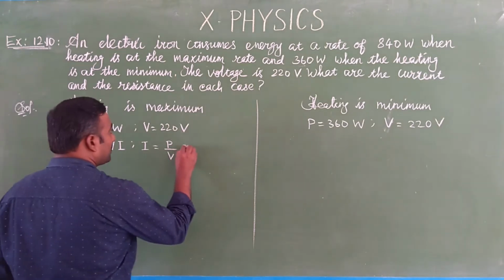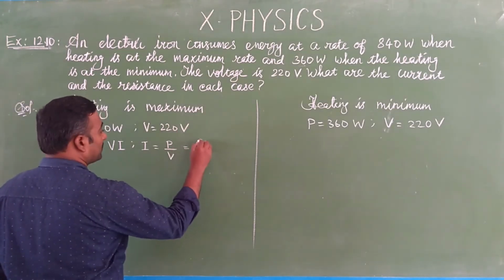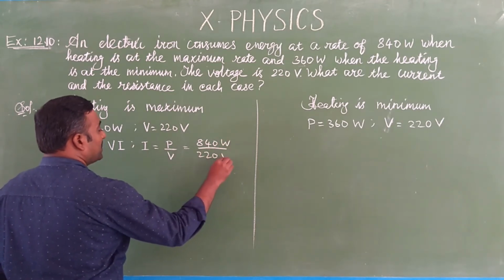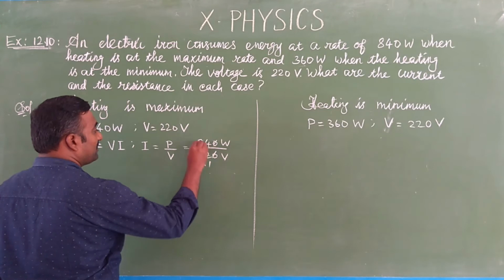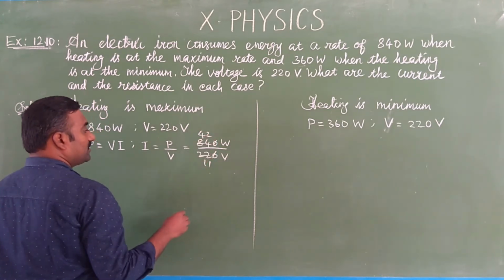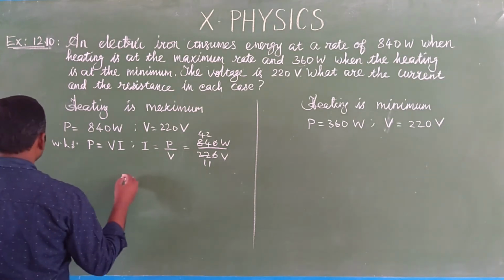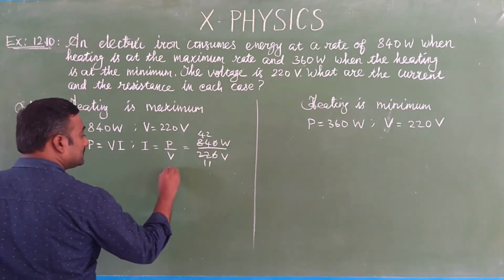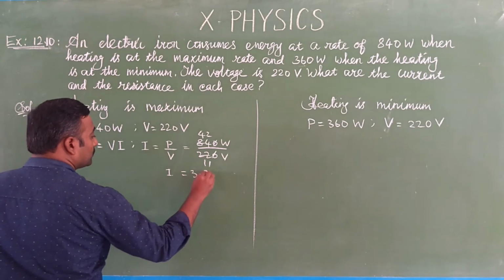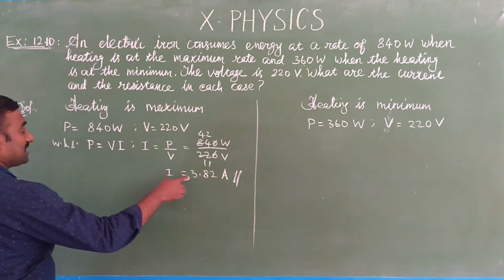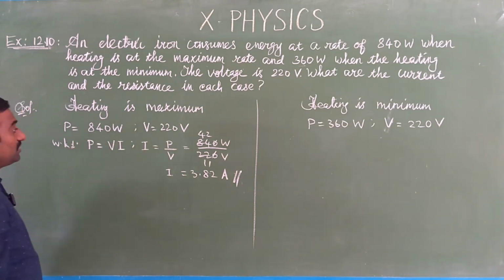So what is the power? The maximum operating power, that is 840 watts, divided by 220 volts. So 0 0 cancel, 11 42, so 42 by 11, which is equal to 3.82. So this is the current, the maximum current. This is the current for the power of 840 watts.